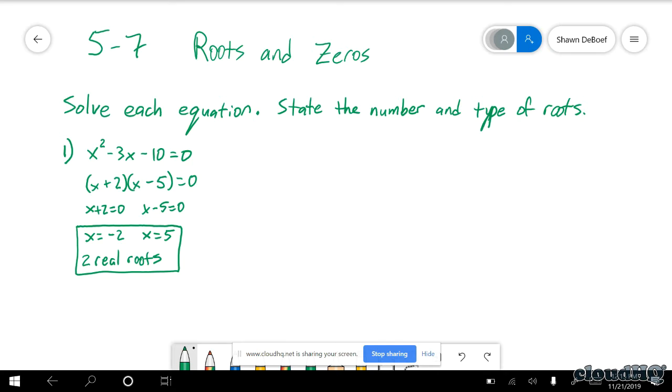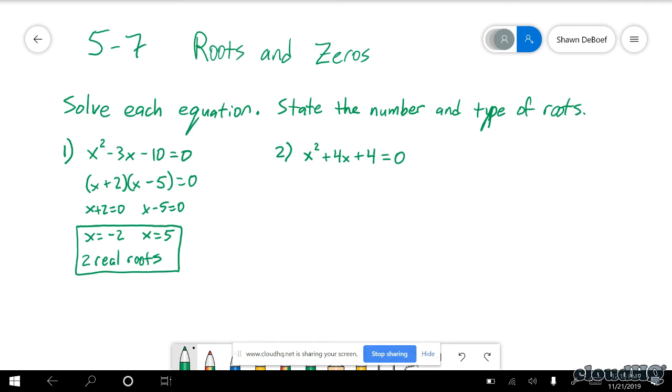What was the degree of that polynomial? 2. How many roots were there? 2. Coincidence? Let's take a look at another one. We have another quadratic here, x squared plus 4x plus 4. It is factorable.